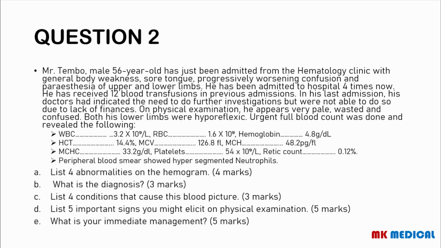And remember that vitamin B12 is needed for synthesis of DNA as well as functioning of the nervous system. So this person could have subacute combined degeneration of the spinal cord with macrocytic anemia, most likely secondary to vitamin B12 deficiency. That's where you get the 3 marks. List 4 conditions that cause this blood picture. So it could be caused by vitamin B12 deficiency. It could be caused by folate deficiency.